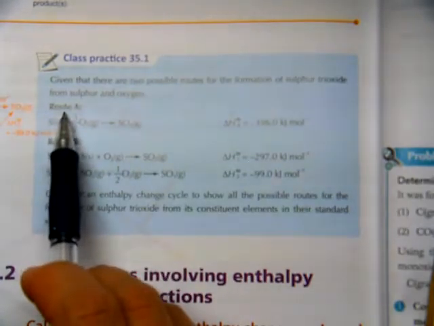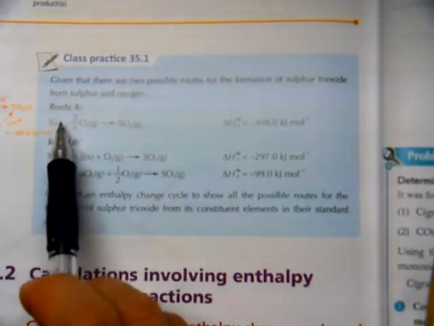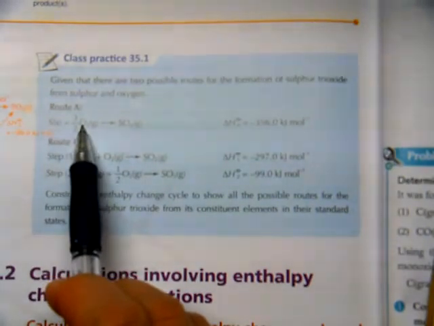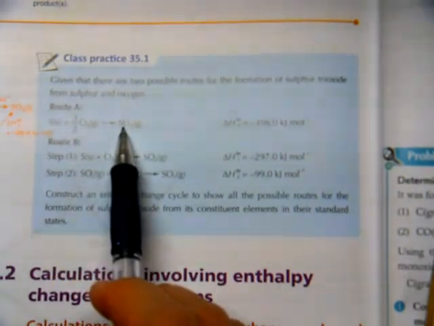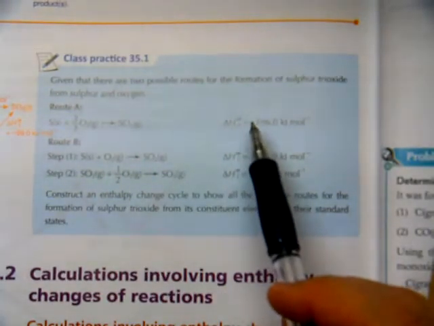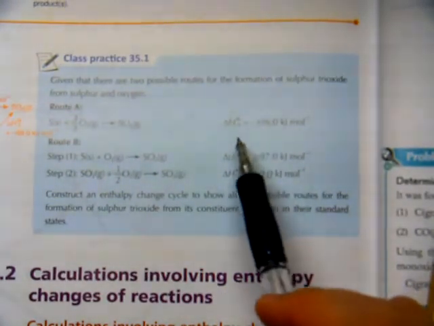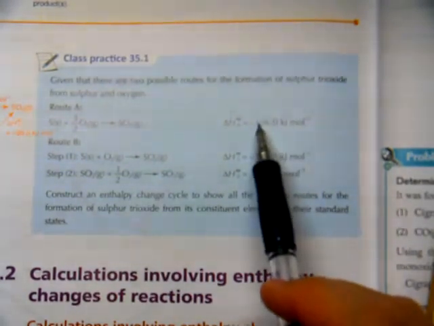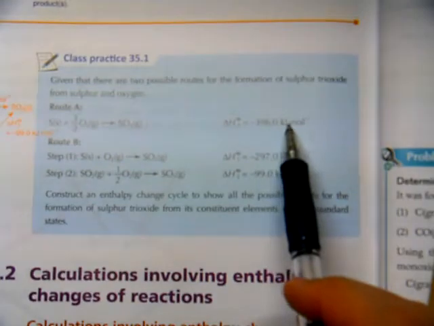This is the first route, route A. Direct combination of sulfur with oxygen to form sulfur trioxide has an enthalpy change equal to negative 396.0 kJ per mole.